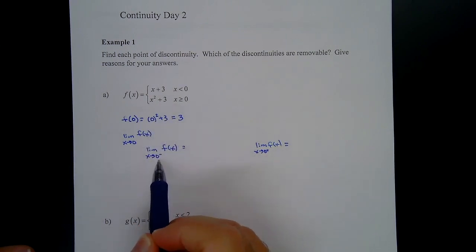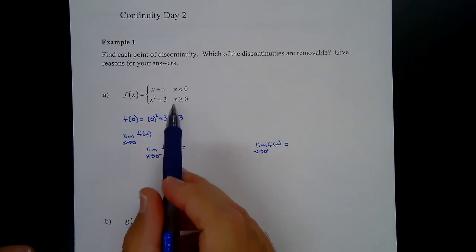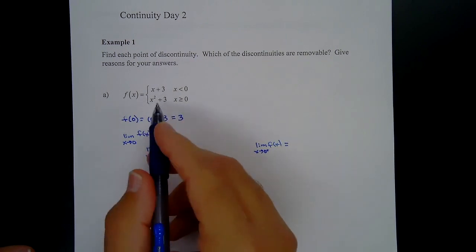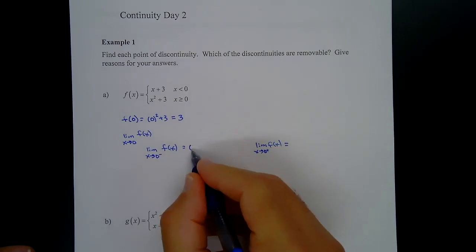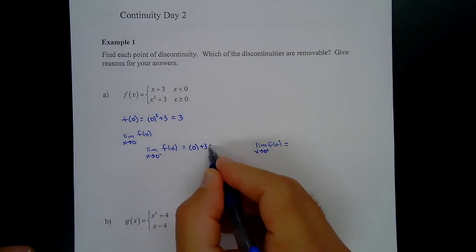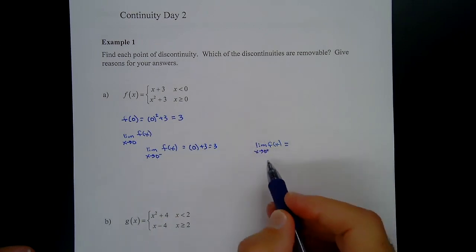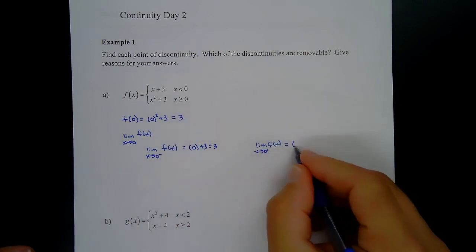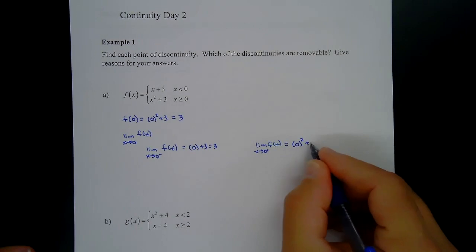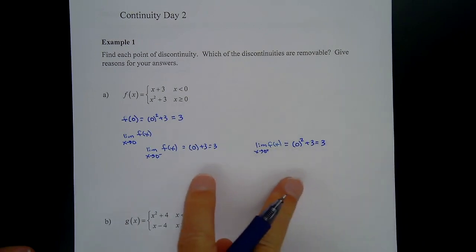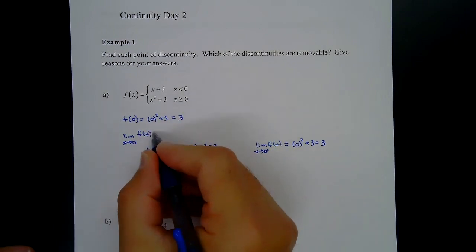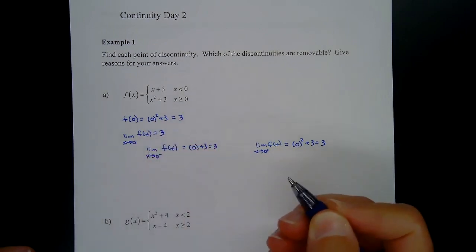So 0 from the left, that'd be x's that are smaller than 0, and so that's this piece. We could do a direct substitution in here, because 0 plus 3 would give you 3. And then when x is approaching 0 from the right, those are values of x that are greater than or equal to 0. So we could plug 0 in here, 0 squared plus 3, and that's equal to 3. And so these two one-sided limits are both 3, which means the limit as x approaches 0 of f of x is equal to 3.